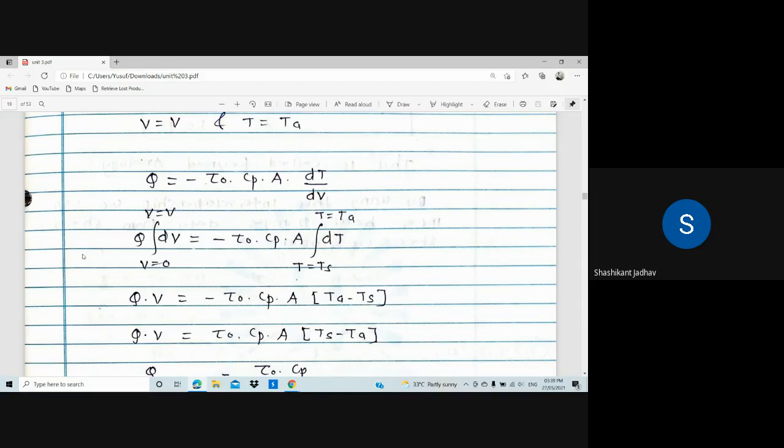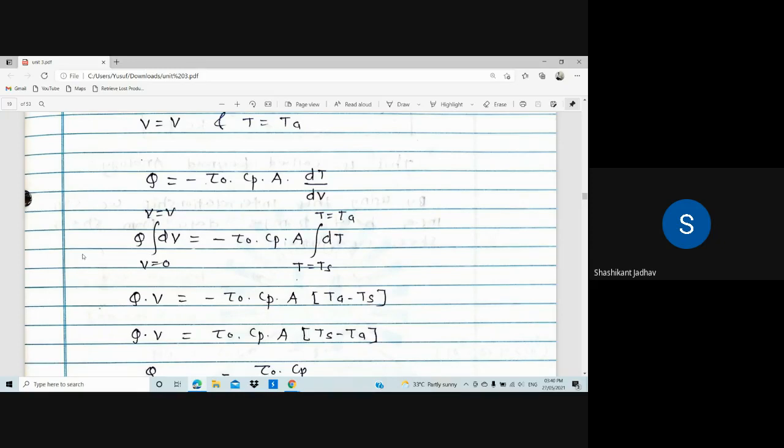Okay, so integration of dv is nothing but V, and V is nothing but V minus 0. So therefore Q into V is equal to minus tau 0 into Cp into A, and integration of dt is nothing but T, and limits for the integration, that is TA minus TS. So instead of TA we have to put TA minus TS. Okay, so we get the equation as Q into V is equal to minus tau 0 into Cp into A into bracket TA minus TS.